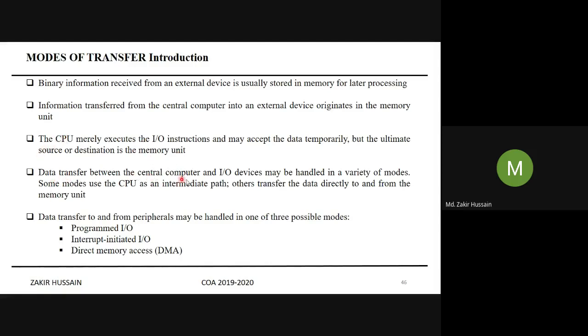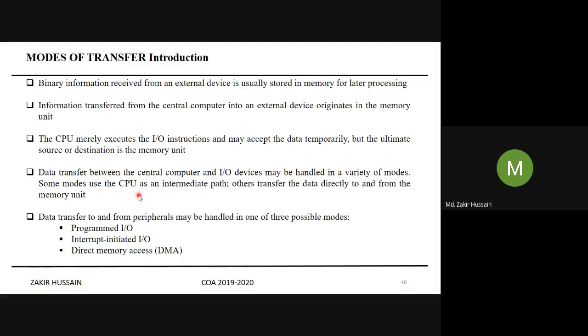So data transfer between the central computer and the I/O devices may be handled in a variety of modes. Some modes use the CPU as an intermediate path. Others transfer data directly to and from the memory unit. This is important to understand. Without the need of the CPU, we can also access that data. The CPU is not actually required to read from or write to the memory. We can bypass the CPU. The CPU's job is merely to compute.